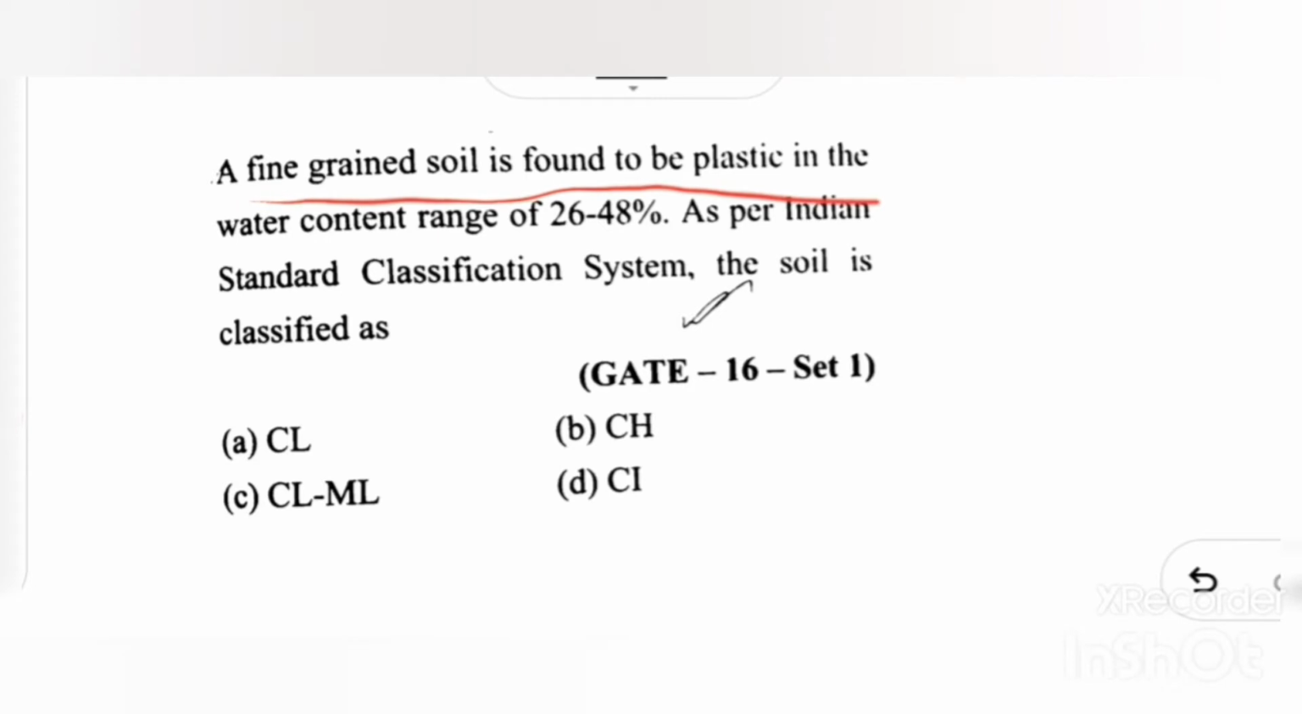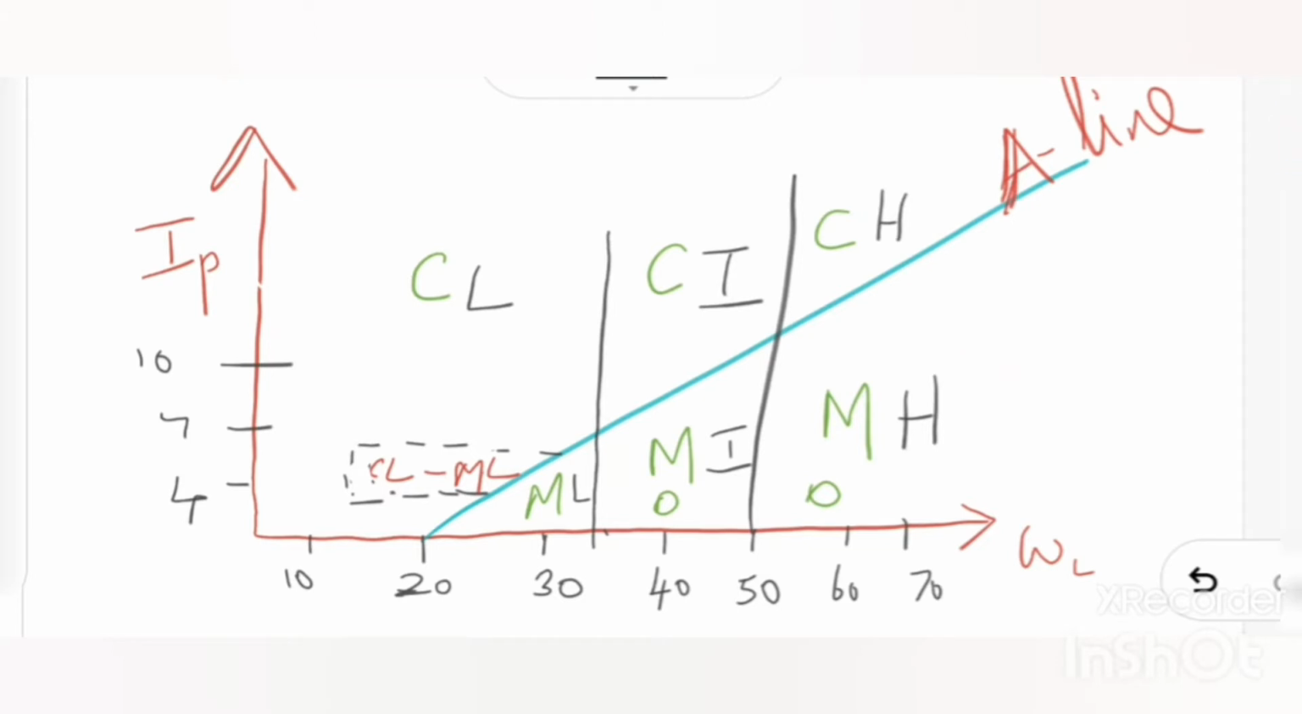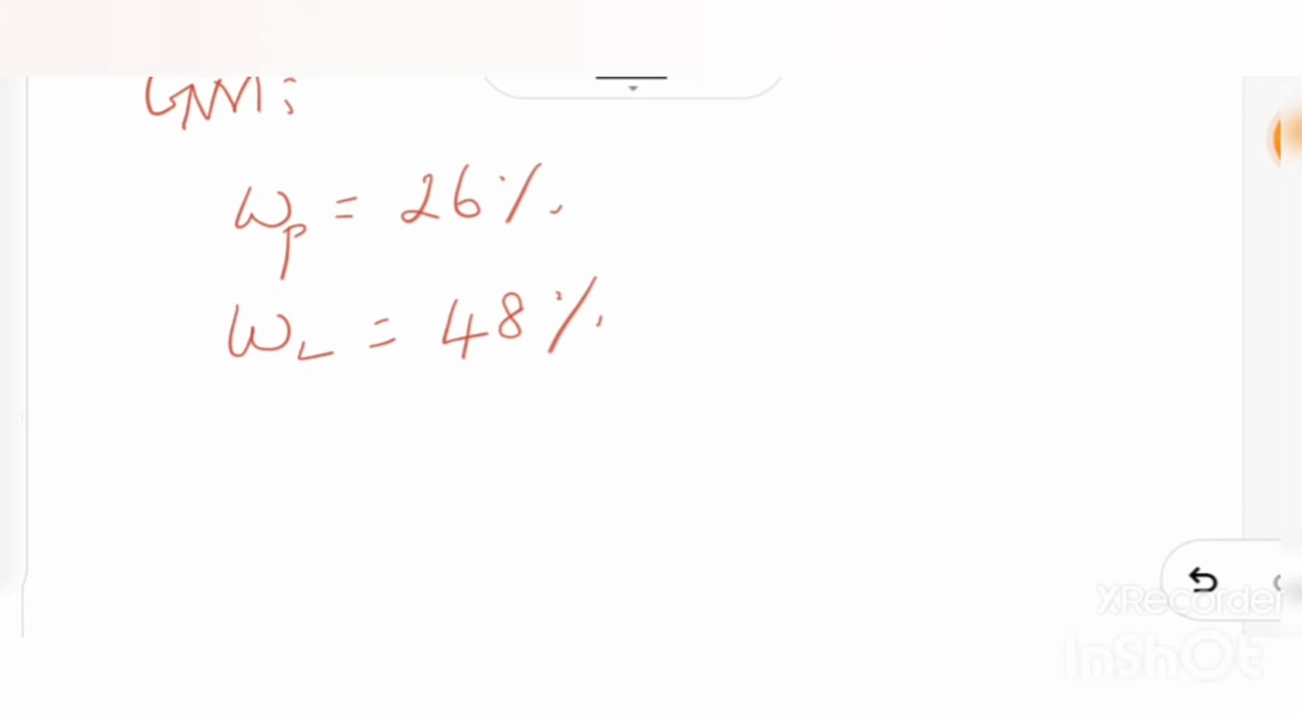A fine grained soil is found to be plastic in the water content range 26 to 48%. As per the Indian Standard Soil Classification System, the soil is classified as? Whenever they are talking about fine grained soil, we need to check the plasticity chart. The plasticity chart is drawn based on plasticity index versus liquid limit. From the given data, the lowest water content is the plastic limit and the highest water content, 48%, is the liquid limit, as per the Atterberg chart I explained in the previous video.